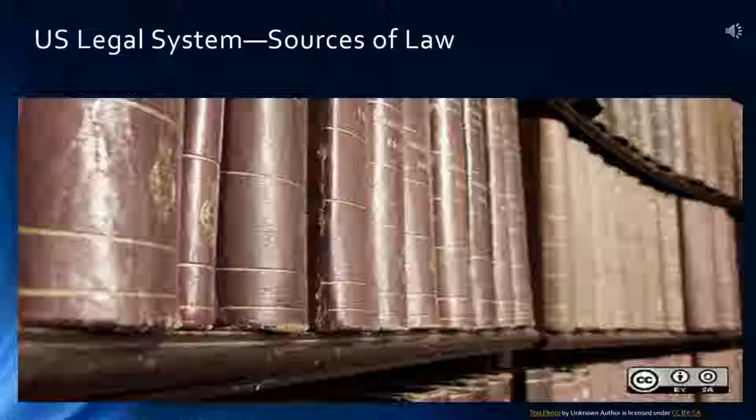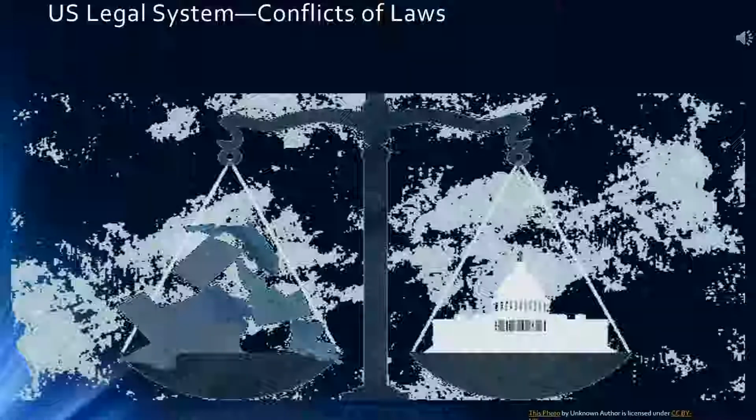And stare decisis, let the decision stand, and precedent. So lower courts and court systems are bound to apply decisions of the higher courts in the same court system when determining the outcome of a case, if the fact pattern of the case in the higher court was similar to the current case. Conflicts of law occur when there's an inconsistency between laws of different states arising from legal action that involves more than one jurisdiction. So state versus state, federal versus state, and this is a supremacy clause.